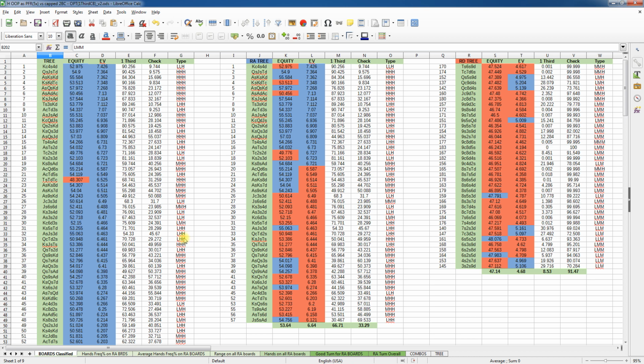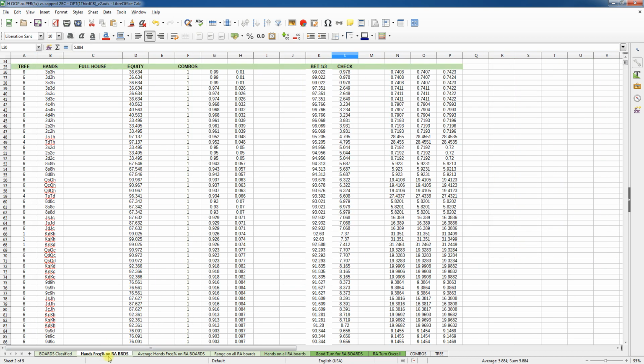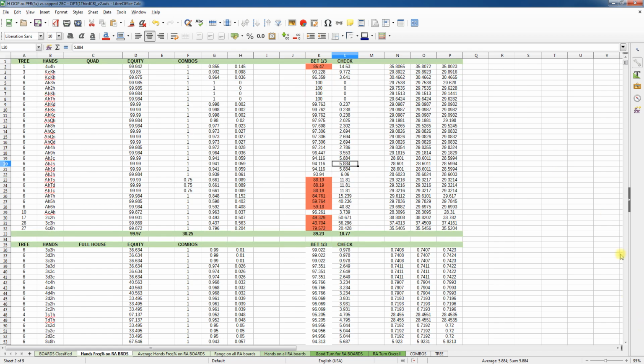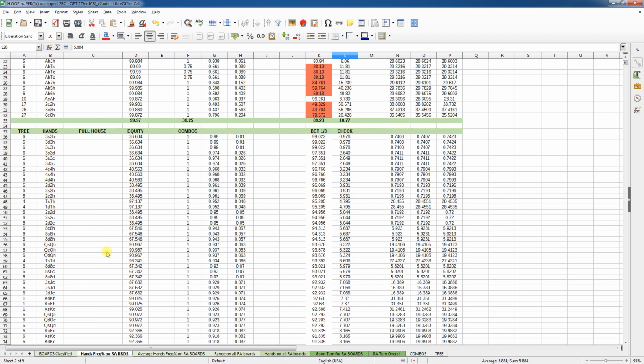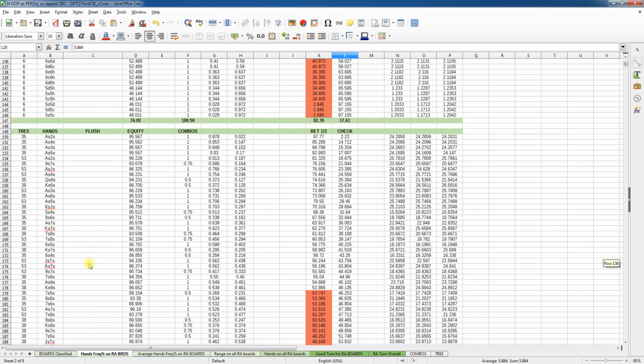firing different types of hands. So for example, at which frequency he is firing quads or flushes or sets across all the possible boards with my range. So I did what I call the hands frequency on range advantage boards. So I only took the boards that I considered as range advantage boards, those that were in the range advantage table. And I just one by one looked at the quads, the full house. I pasted the data for the flush, etc.